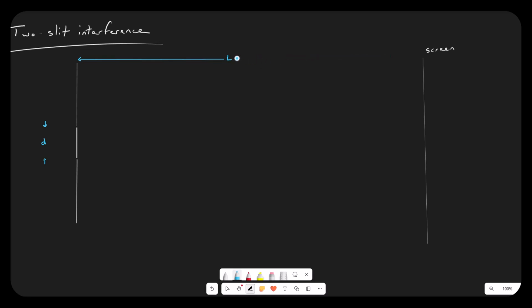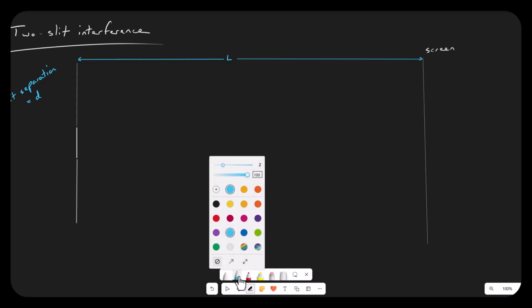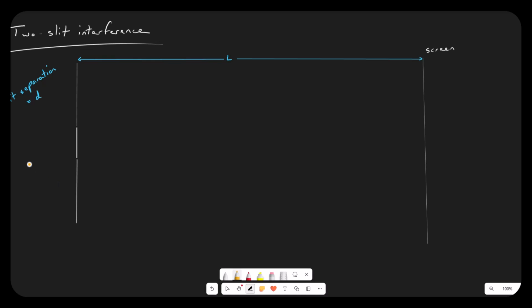I know a lot of times they call it a capital D. I don't really like using an uppercase and a lowercase letter to mean two different things in one equation, so this is what I'm going with. I'm going to rewrite this one as just the slit separation equals D. Now if I've got some kind of a light source, let's go with a light source back here.